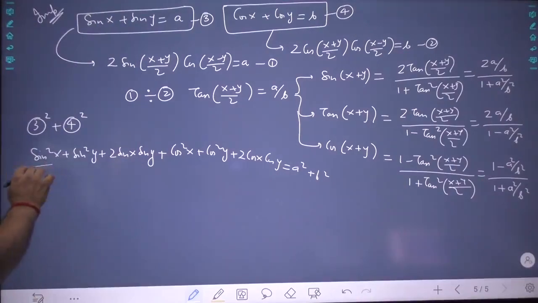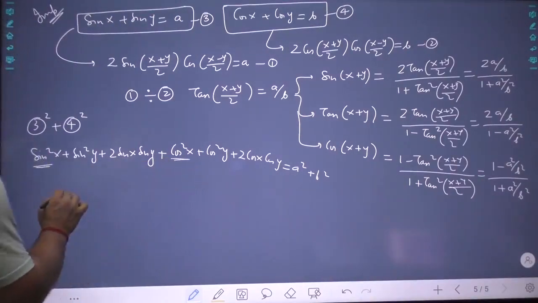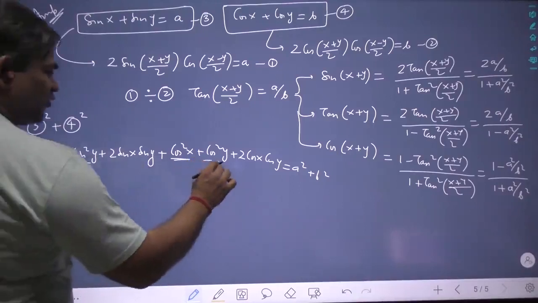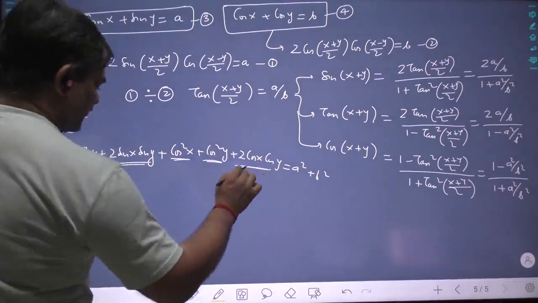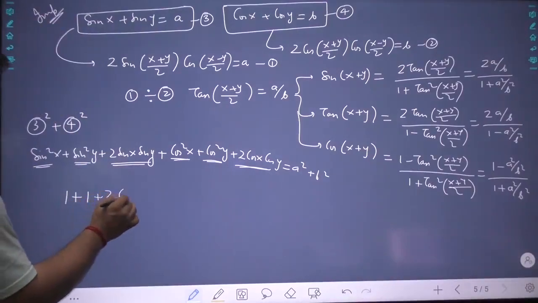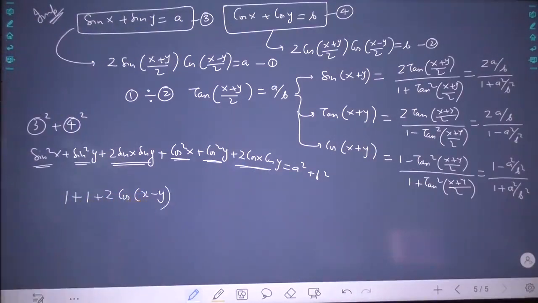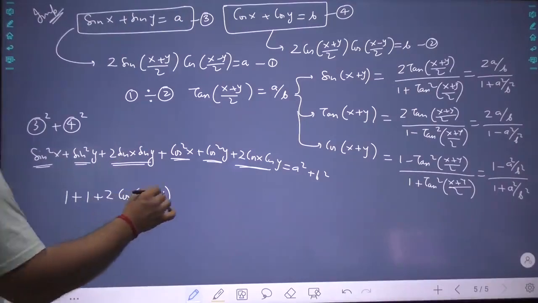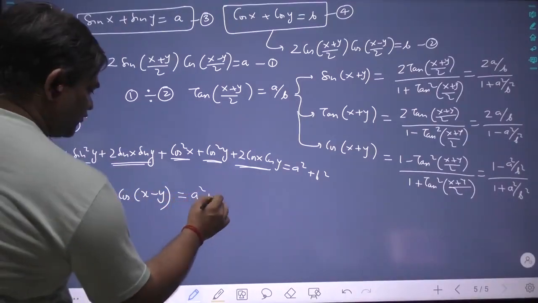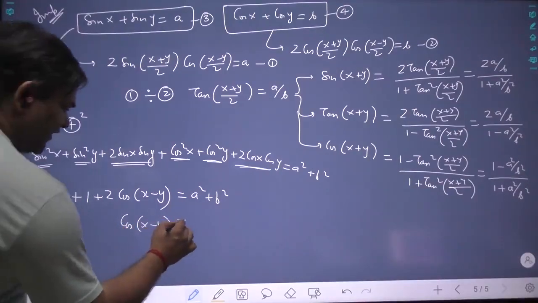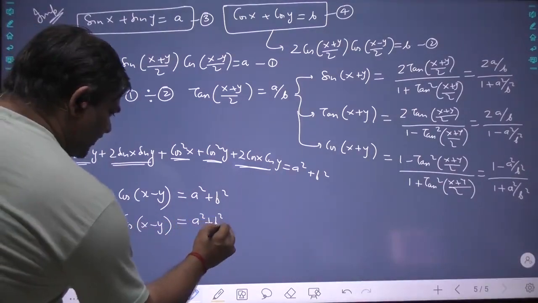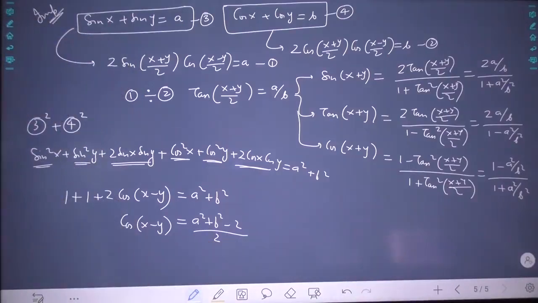Look, sin²x plus cos²x is 1. sin²y plus cos²y is again 1. And 2 sin x sin y plus 2 cos x cos y comes out to be 2 cos(x minus y), since cos x cos y plus sin x sin y is cos(x minus y). So this comes out to be a² plus b². So you have the formula of cos(x minus y) as (a² plus b² minus 2) by 2.